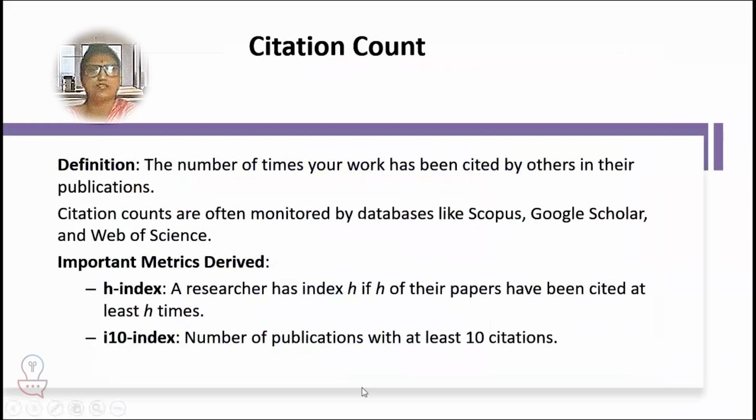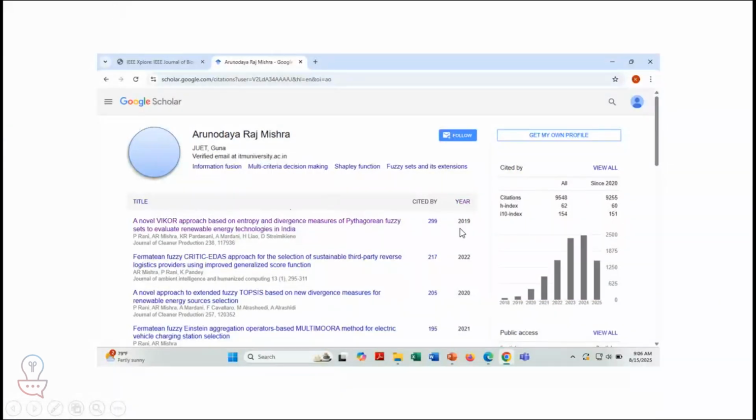You can see here, the number of publications with at least 10 citations decides the I10 index, and H index means H of their papers having at least H citations. In this way, this has been decided, and you can see this is a very good researcher because his H index and I10 index are very high.